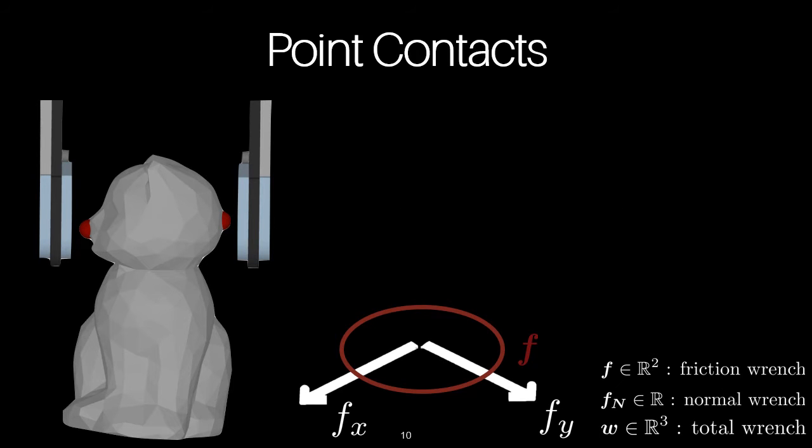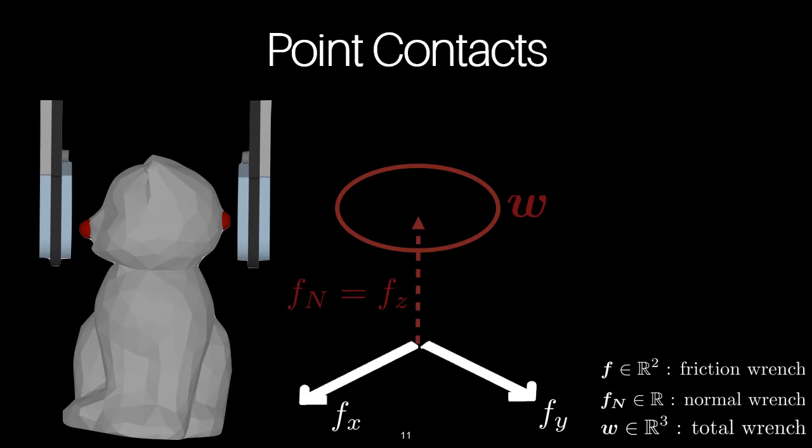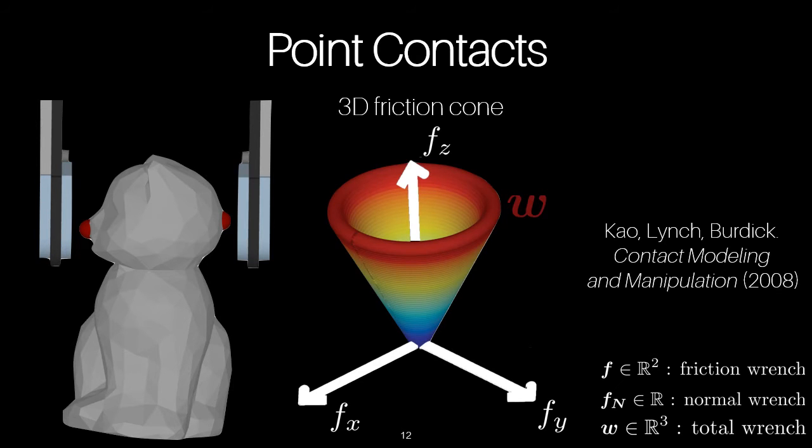Coulomb friction states that the friction wrench applied at a point contact is a circle, where a wrench is a concatenated force and torque vector. The radius of the circle is proportional to the normal wrench. The total wrench applied at the contact is then the sum of the friction and normal wrenches, and is the circle that defines the friction wrench shifted along the normal wrench. Varying the magnitude of the normal wrench leads to a 3D friction cone, which is used to constrain the total wrench applied at the contact.